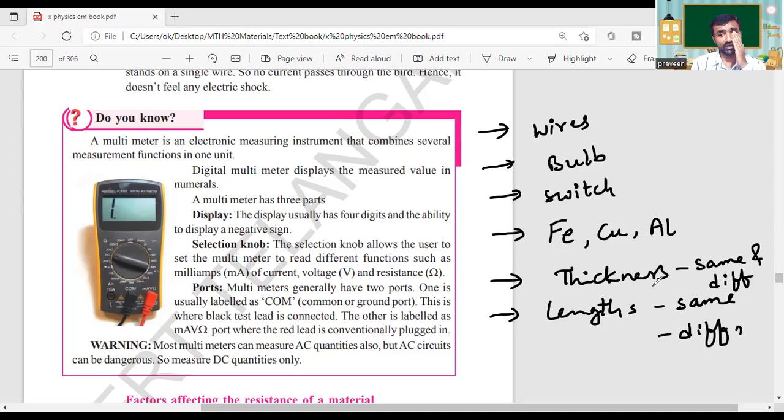Same thickness of wire made of, suppose, copper. You need to collect sample wire. Then changing the length with thickness the same. If the thickness is the same, change the length. If the length is the same, change the thickness. Like this we will maintain.